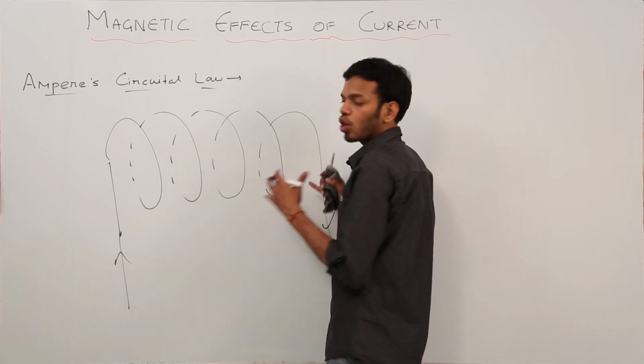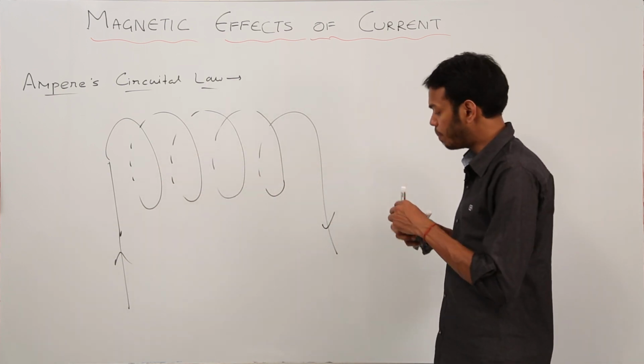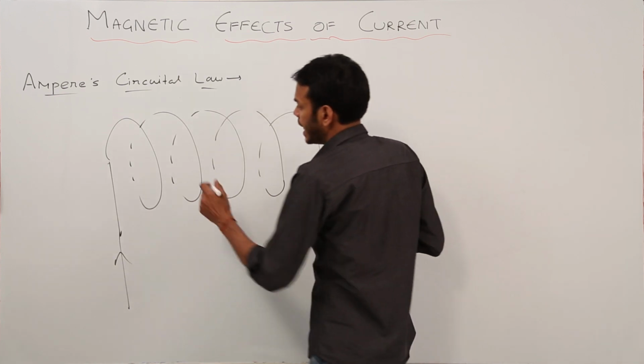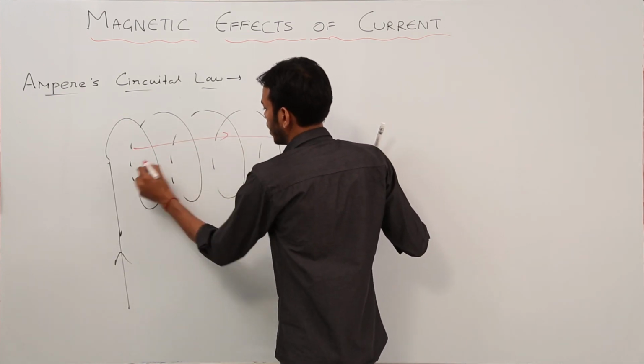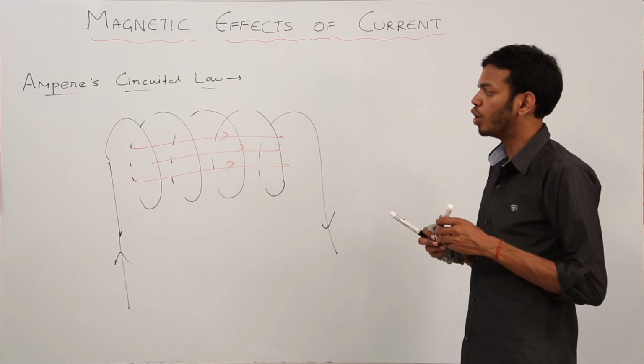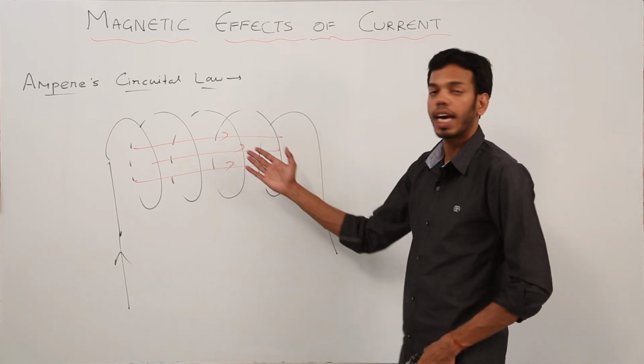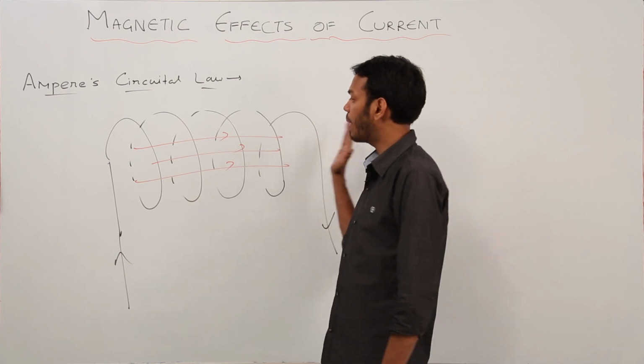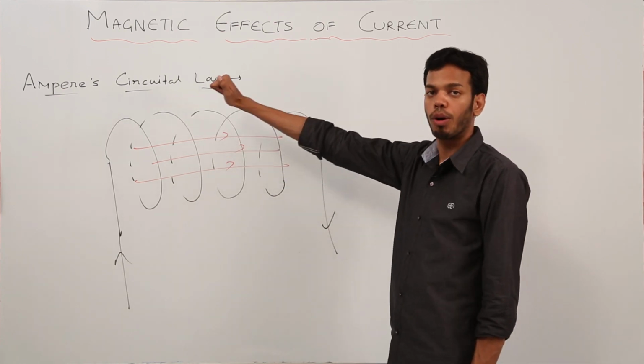So this is how a solenoid is. We want to find out the magnetic field inside this solenoid. It will be like this. Okay. How do I know it's going to be like this? I might have drawn the wrong direction of magnetic field. Magnetic field might be in this direction, from right to left.